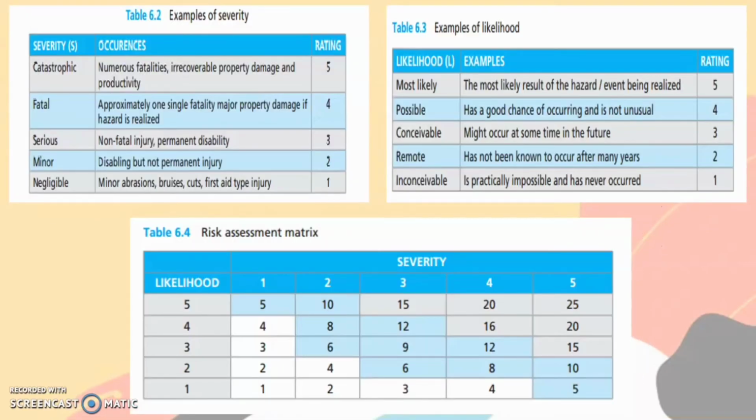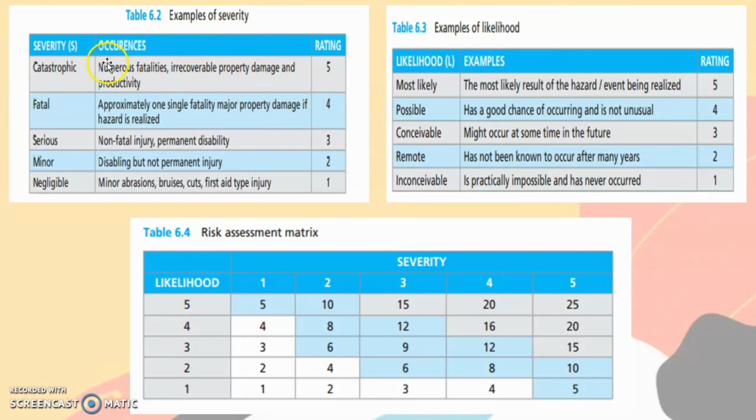The next one is the example of severity, likelihood, and the risk assessment matrix. Based on the previous slides, our severity is 4, which is fatal. It can approximately cause a single fatality or major property damage if the hazard is realized. The likelihood is 5, which is the most likely result of the hazard or event being realized. It is the most likely to happen if no safety measure is made.